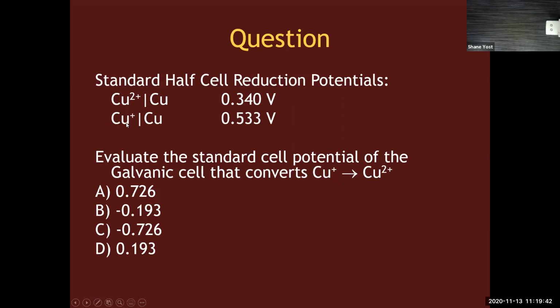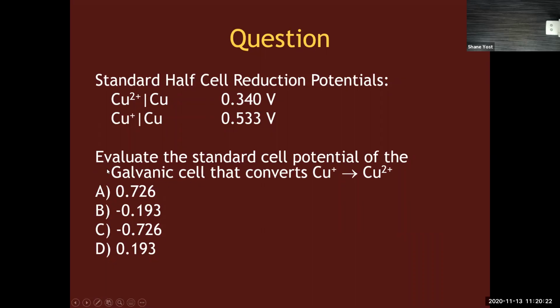But basically, I have Cu+ going to Cu with this reduction potential, and then Cu2+ going to Cu with this reduction potential. The reaction has Cu2+ on the product side, so the oxidation half reaction is Cu going to Cu2+. So I have to flip this top one, which changes it to negative 0.34. Add these two together, and you get a positive 0.193.